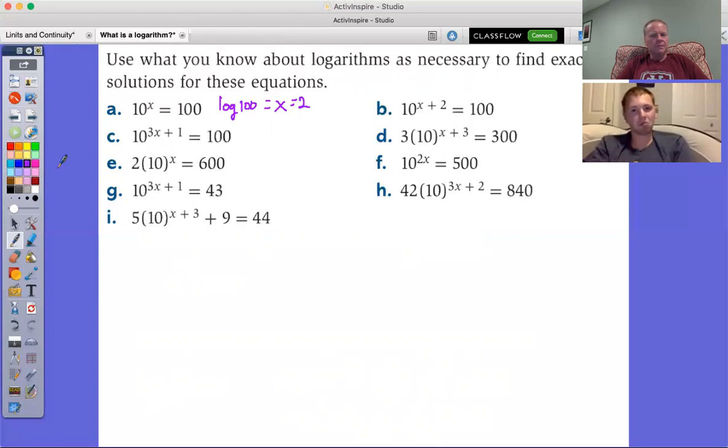Let's try something not too drastically different, but let's just go to B. Why not? We got space there. Yeah. I have all these different colors. I'll be artsy fartsy. Okay, so now suddenly I'm a little bit confused. Now we got 10 to the x plus 2.